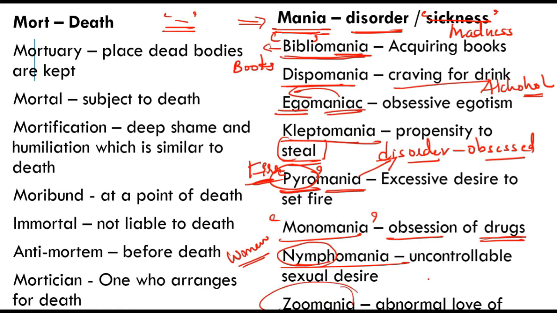Zoomania. Zoomania means you have abnormal love towards animals. Zoo stands for animal over here. Abnormal love of animals. You love animals to such an extent, if anything happens to them, you might even go to the extent of killing yourself. So, if you are so obsessed with animals, it means you are a zoomaniac.